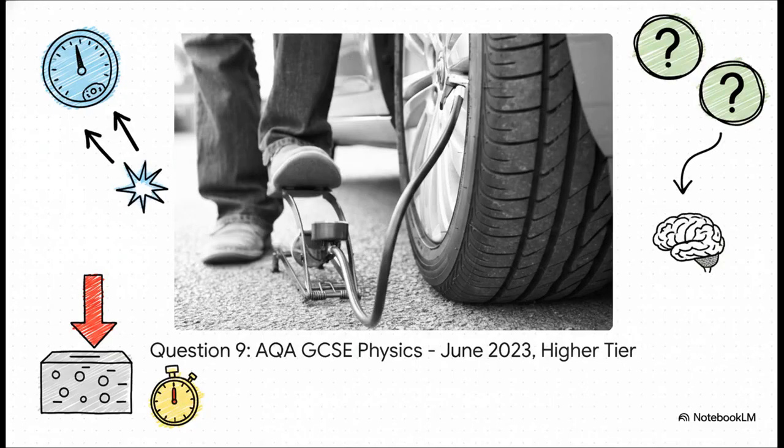Okay, so here's our focus. Question 9 from the June 2023 higher tier paper. It all starts with this picture of someone pumping up a car tire. We're going to go through all three parts of this question, and I'll show you the exact wording from the official mark scheme that would have scored you every single point.